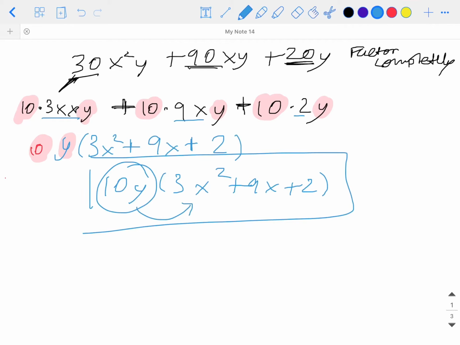Granted that if you want to check your work, you want to distribute 10y to all three terms, and you will see that it will match what you have as the original prompt.